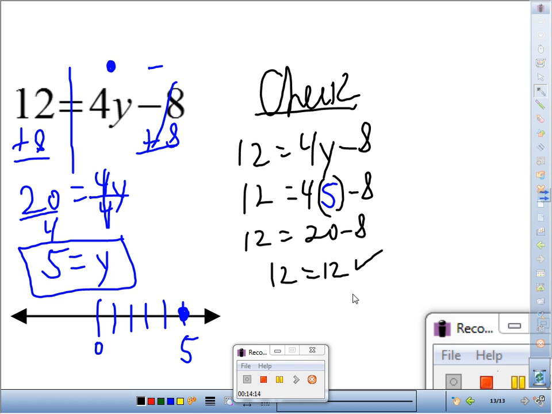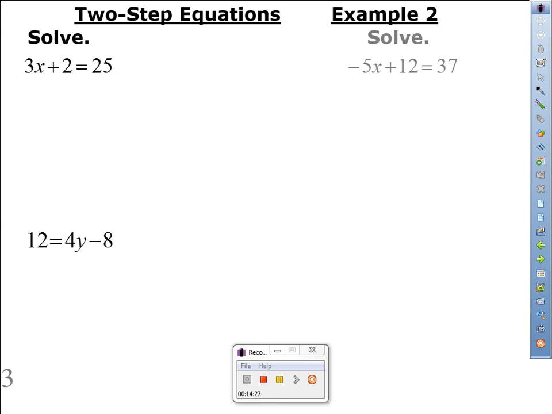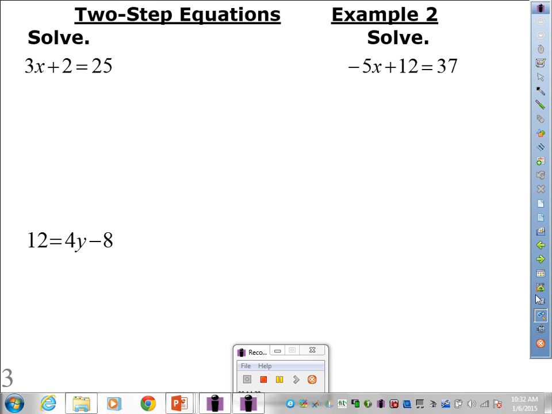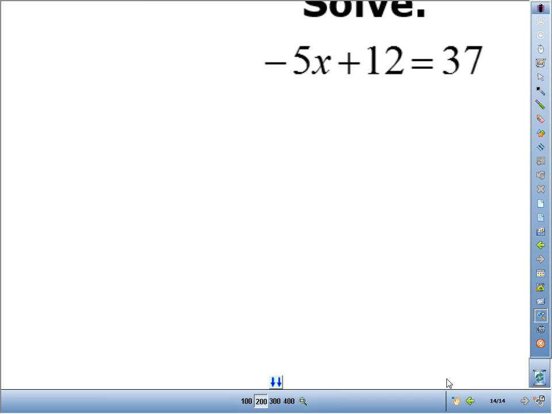Copy this next one. Here it is. Look up. It's still part of example 2. Negative 5x plus 12 equals 37. Focus, please. Do that one by yourself. Go.